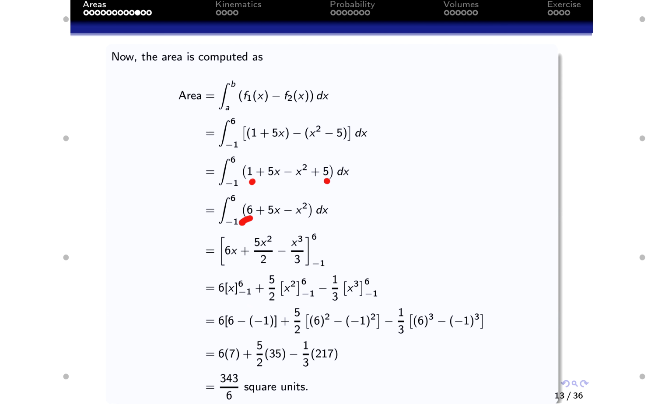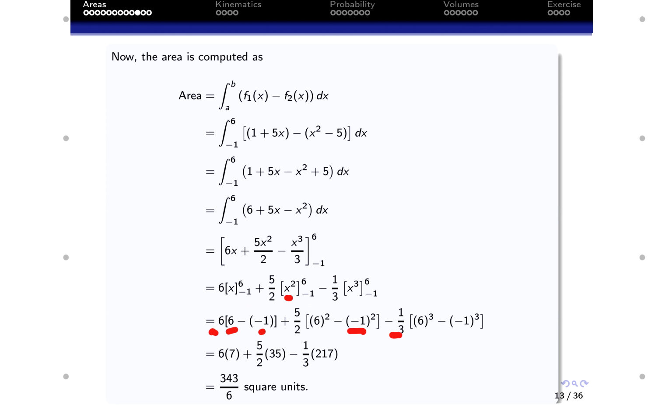So you have 6 outside. If you put 6 for x, you have 6 minus minus 1. Then you have 5 over 2. This is x squared, so that's 6 squared minus 1 squared. Then minus 1 over 3. You have 6 cubed minus minus 1 cubed, right?